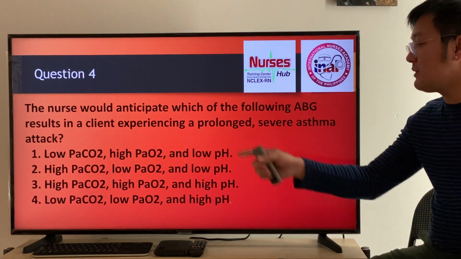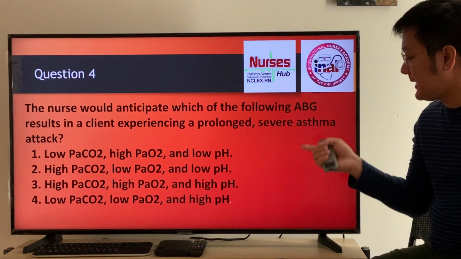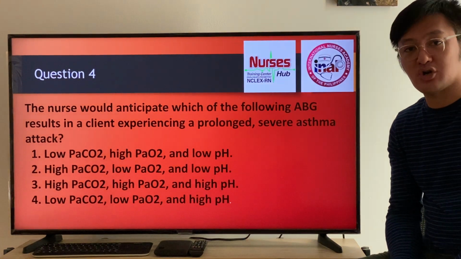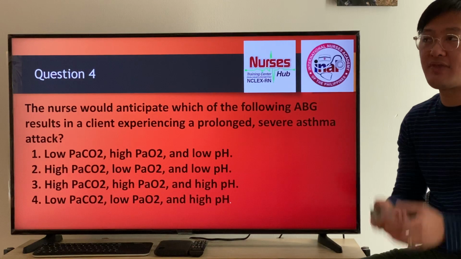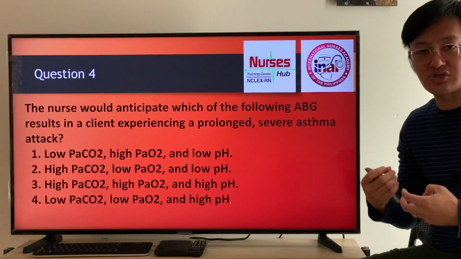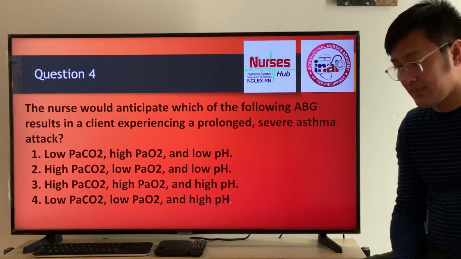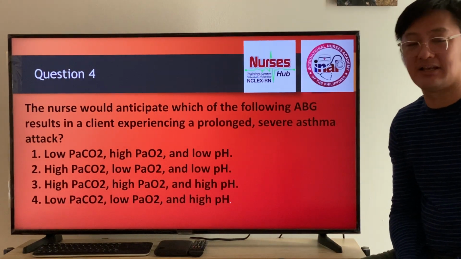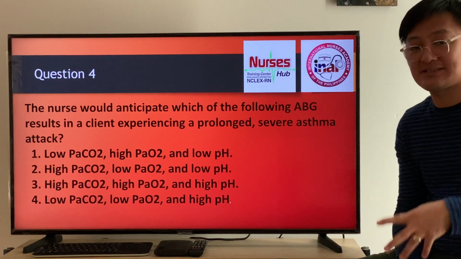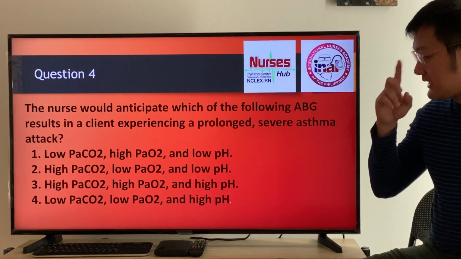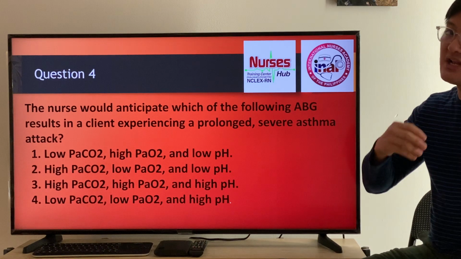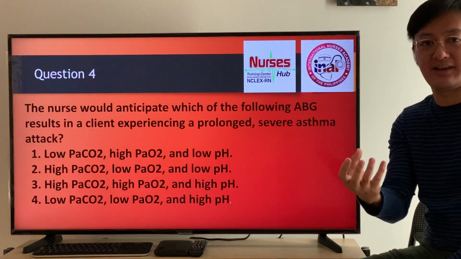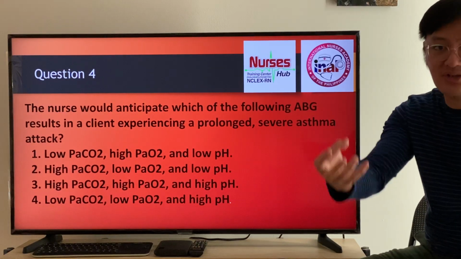So if you have a prolonged severe asthma, asthma is a form of respiratory problem that will eventually cause airway obstruction, right? So if the airway of the patient is obstructed, the entry of air into the pulmonary area is affected. So that will result to impaired gas exchange eventually, right? Now, because of that, the patient cannot breathe out carbon dioxide.